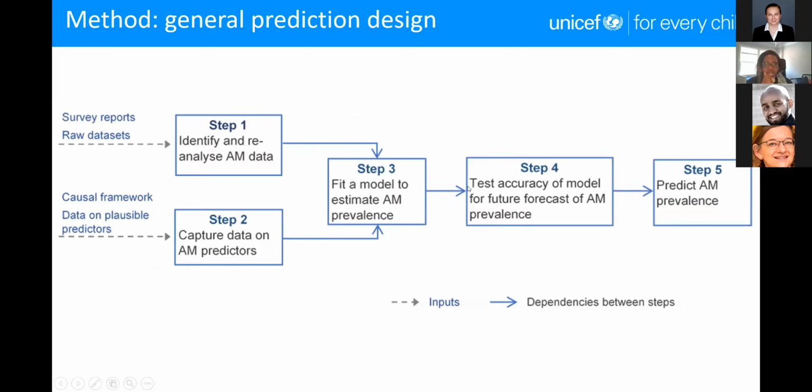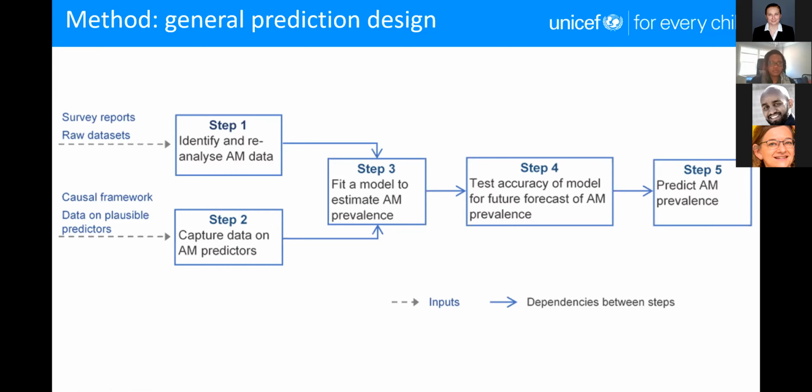So this is a diagram that shows the overall design of the work involved with the modelling. There were two streams of information that were collected. Firstly, the outcome data, so that's nutrition surveys, and the raw data sets were needed for that. And then the wasting data was reanalyzed as part of the modelling. And then the second stream was collecting all available data on any plausible predictors of wasting.